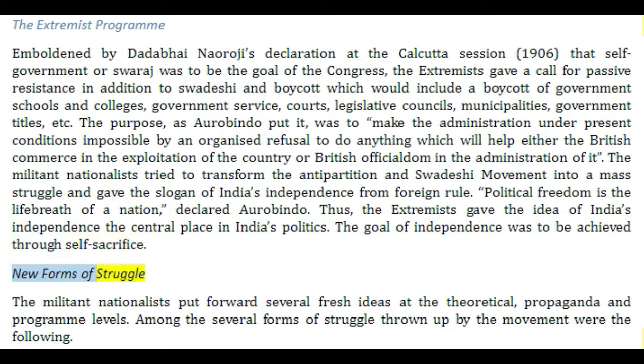New forms of struggle. The militant nationalists put forward several fresh ideas at the theoretical, propaganda, and program levels. Among the several forms of struggle thrown up by the movement were the following.